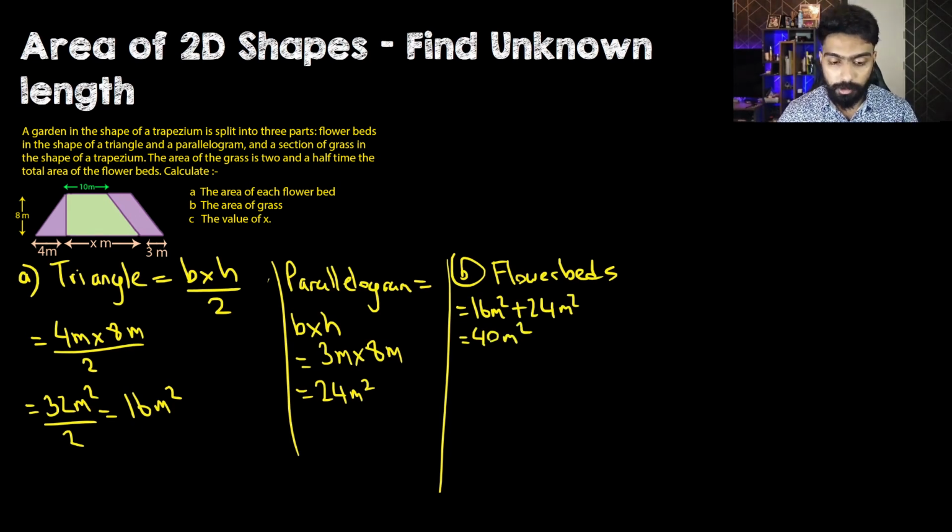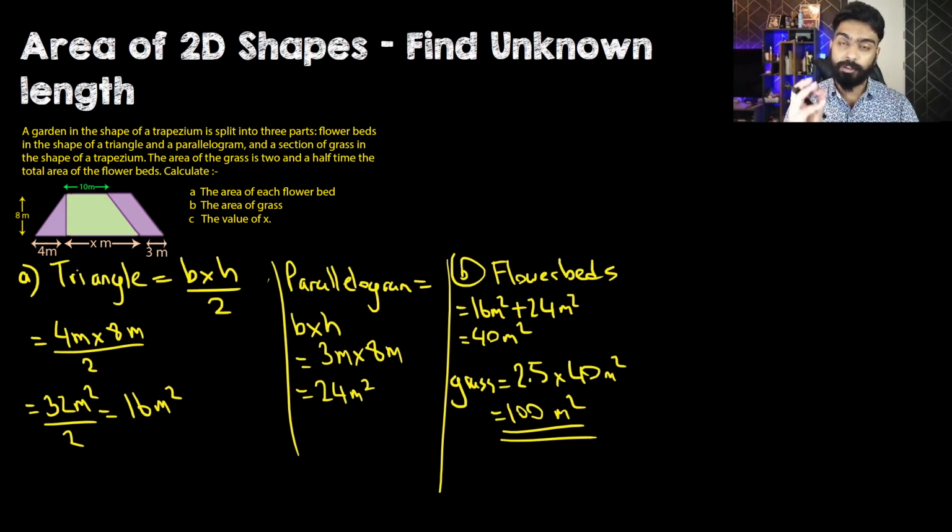Therefore the area of the grass is 2.5 times, so 2.5 multiplied with 40 meter square, which is equal to 100 meter square, right guys? From the question we know that the area of the grass is 2.5 times the area of the flower beds. All right, and now knowing this, we can find the value of x. Now how do we find it, guys?